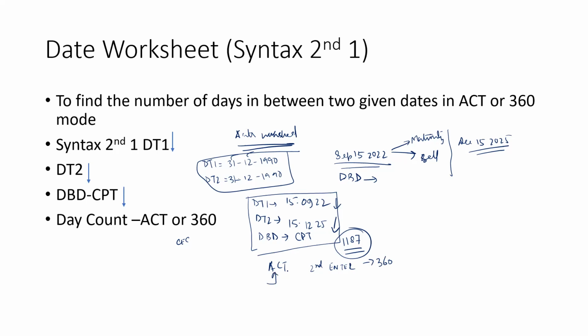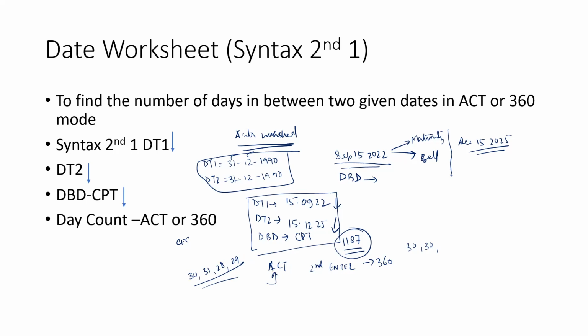When your calculator is in ACT mode, it exactly counts all the months as they appear, which is 30, 31, February 28, February 29, everything. But when you're pressing 360, every month is counted as 30 only, regardless of whether it is 30, 31, 28, or 29. So these are the two different formats. There's nothing wrong or right about it.